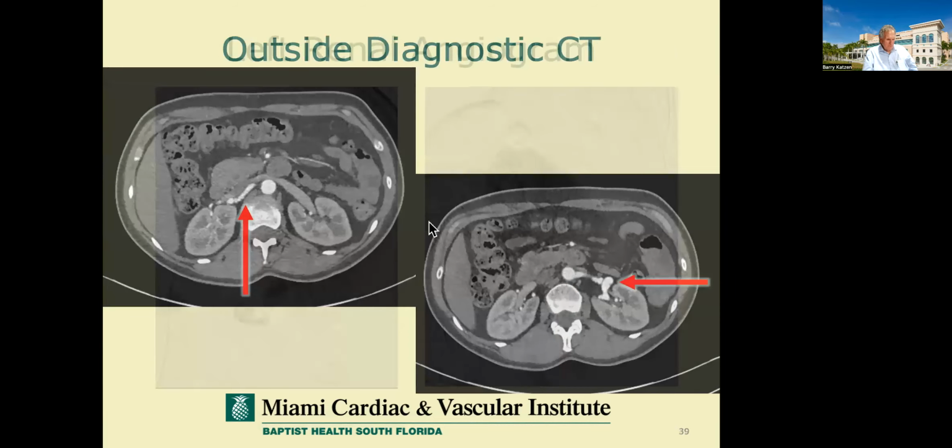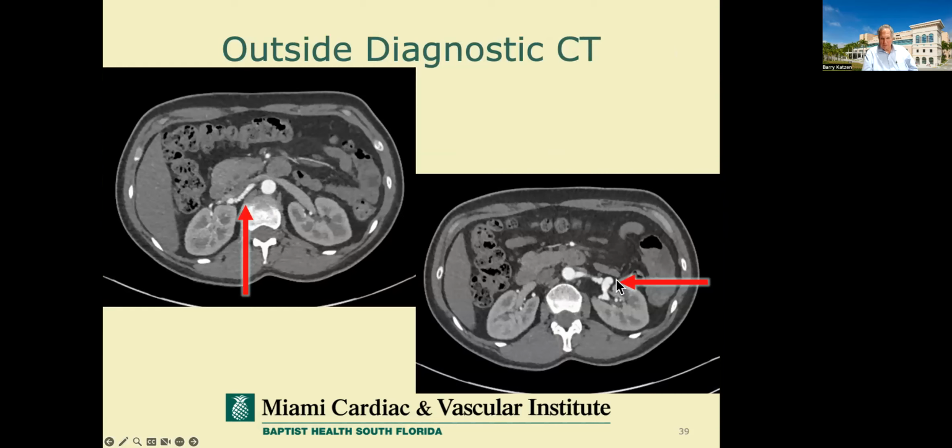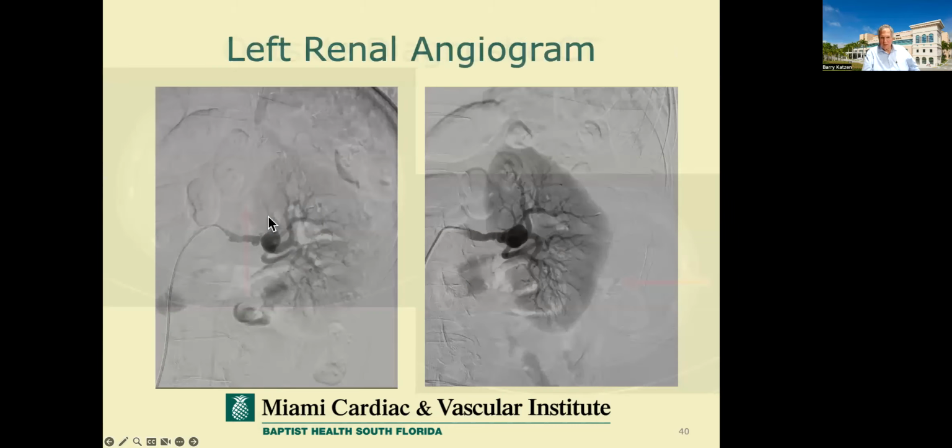On her CT scan, you can see that there's an aneurysm in the left renal artery, and there's findings of fibromuscular disease in both renal arteries on the CT angiogram. There was a lot of discussion about different treatment options. Ultimately, she came to us for treatment.